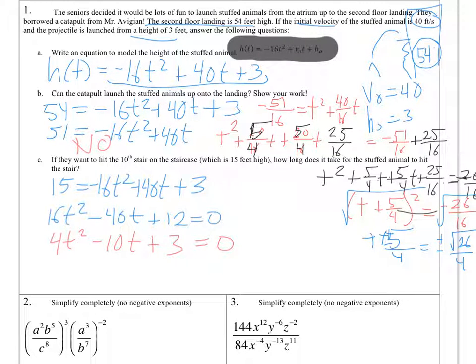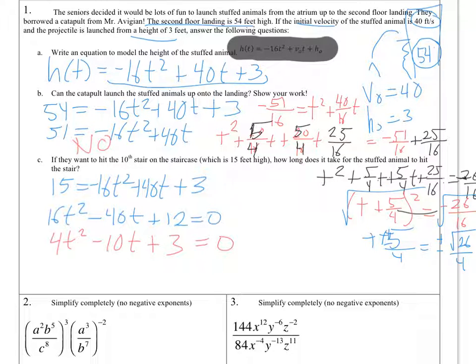I don't know if this is going to be factorable, so we're looking for things that multiply to 12 and add up to negative 10. 1 and 12, no. 2 and 6, no. 3 and 4, no. Not factorable. We get to complete the square again.